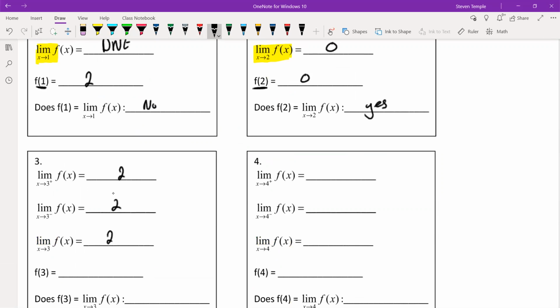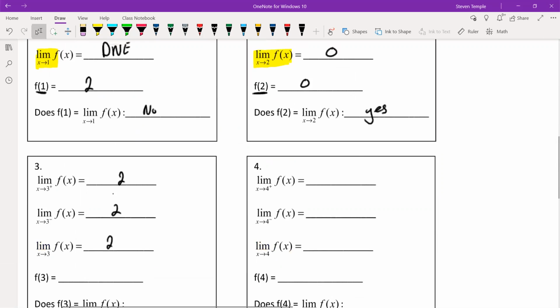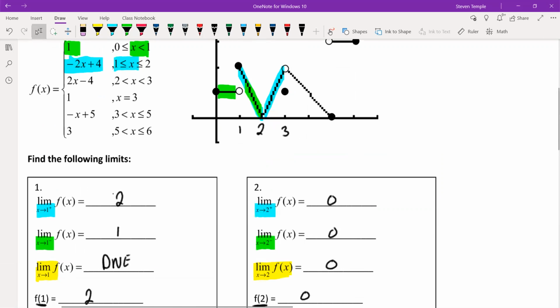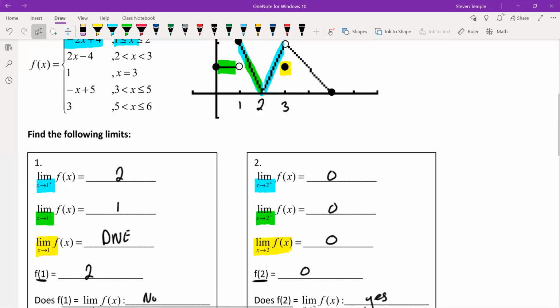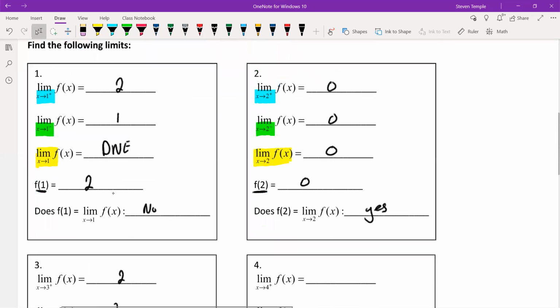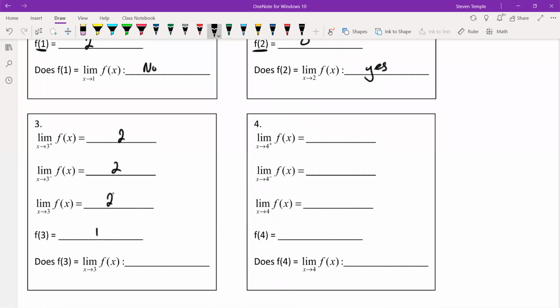Now how about f of 3, the exact value, not a limit, but if I plug a 3 in, what's my y value? And that's going to be indicated by this right here. That's where it's shaded in. That's the exact value. It looks like it's going to be a 1 right there. Okay, so does f of 3 equal that limit? Well, no, of course not. The limit is 2 and f of 3 is 1, so that's a no.